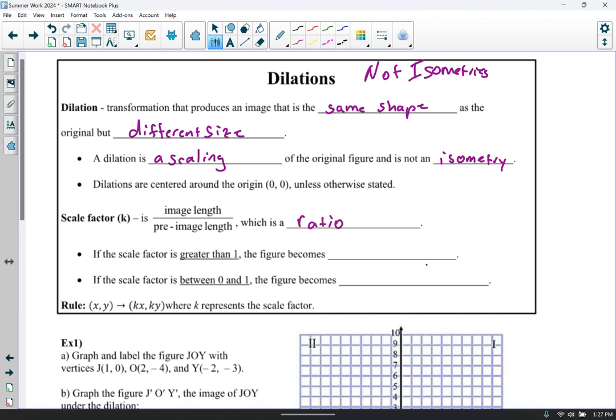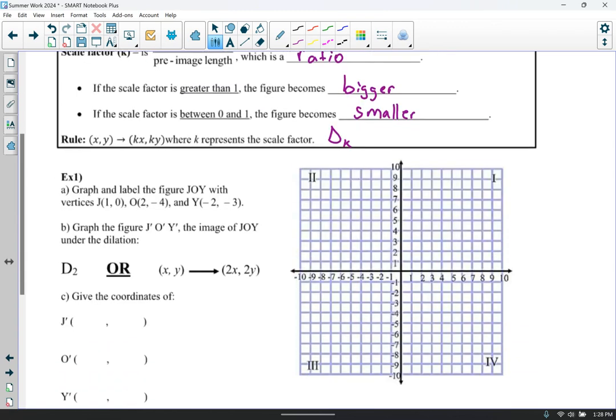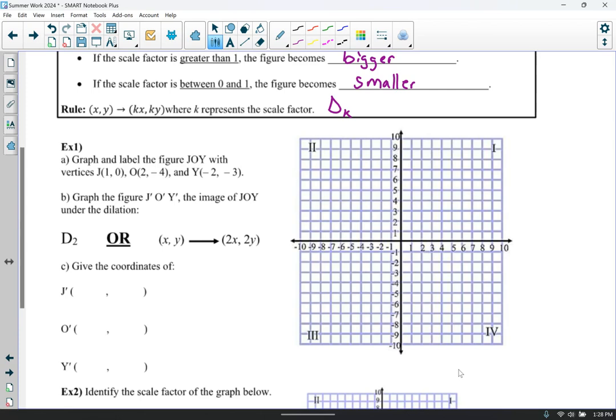If the scale factor is greater than 1, the figure is going to become bigger. If the scale factor is between 0 and 1, the figure is going to become smaller. So the way we look at that is (x, y) becomes (kx, ky), where k is the scale factor, and we're multiplying that to our coordinates. And that's how we're getting that increase or decrease in size. We could also see a dilation in that transformation notation like that, which would give us the scale factor to multiply by. Okay. So here we're going to graph and label triangle JOY.